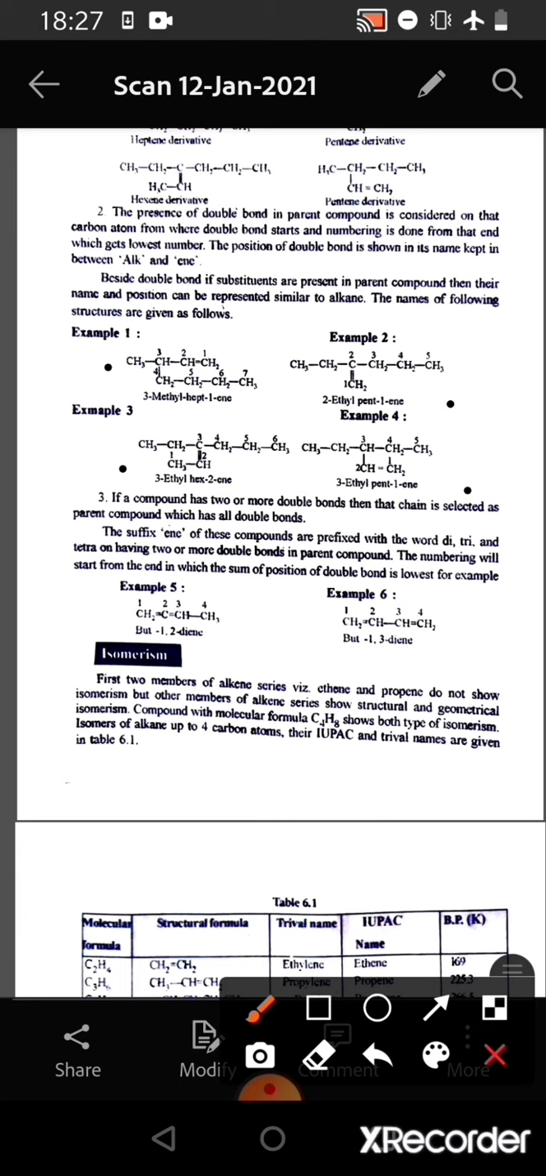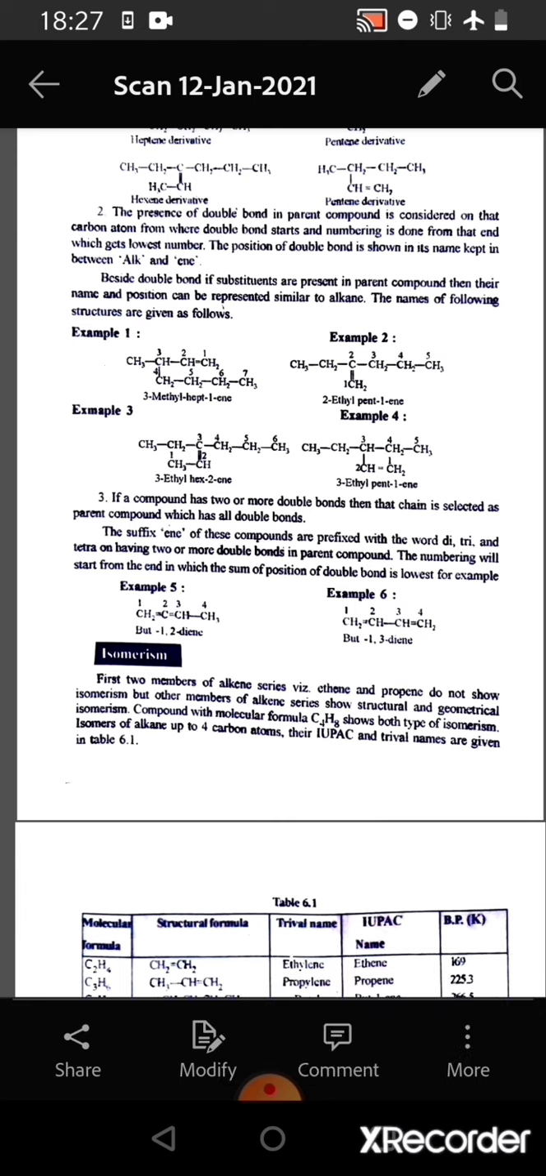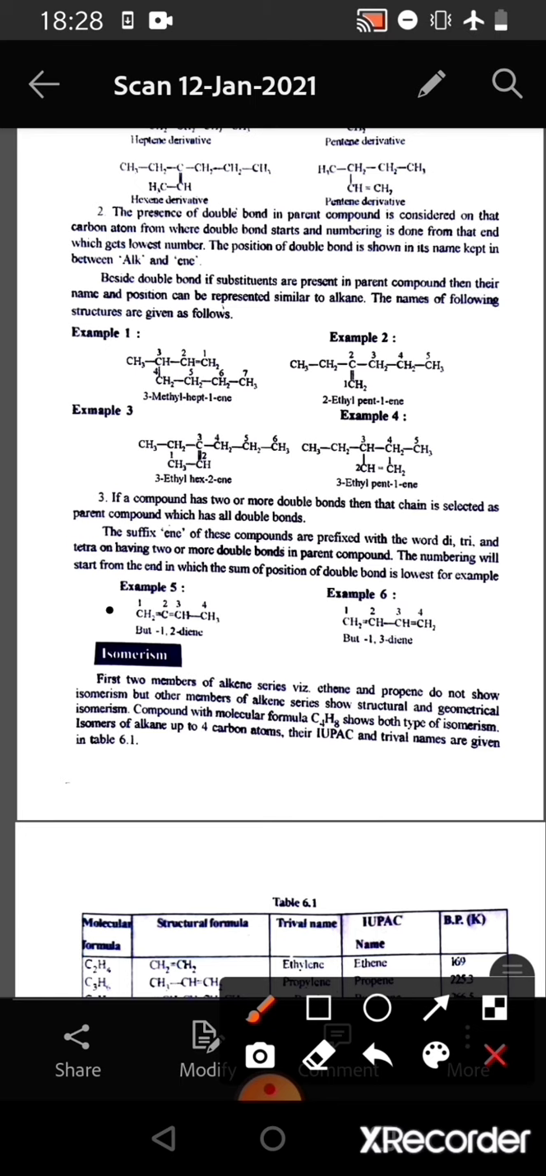The third rule is, if a compound has 2 or more double bonds, then the chain that has all the double bonds or the maximum number of double bonds is selected as the parent compound. The suffix "ene" of these compounds is prefixed with di, tri and tetra on having 2 or more double bonds in the parent compound. The numbering starts from the end in which the sum of the positions of the double bonds is lowest. For example, this is buta-1,2-diene and this is buta-1,3-diene.